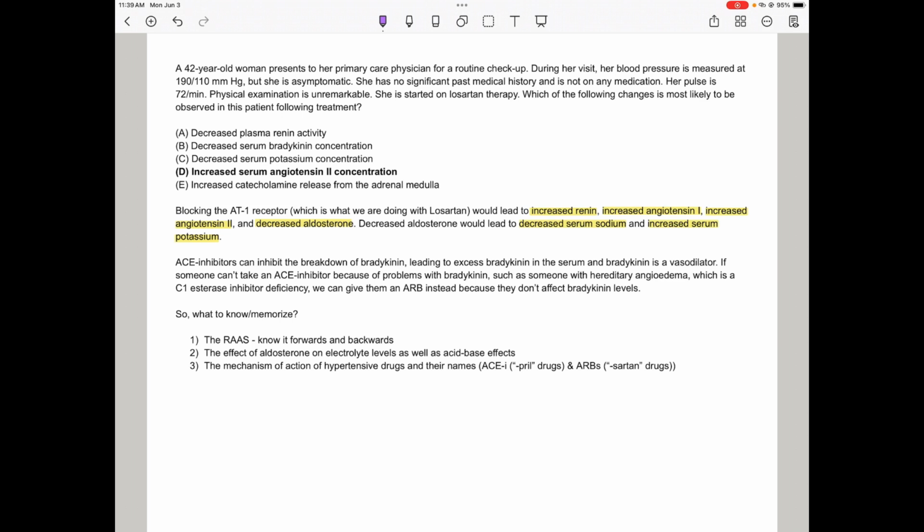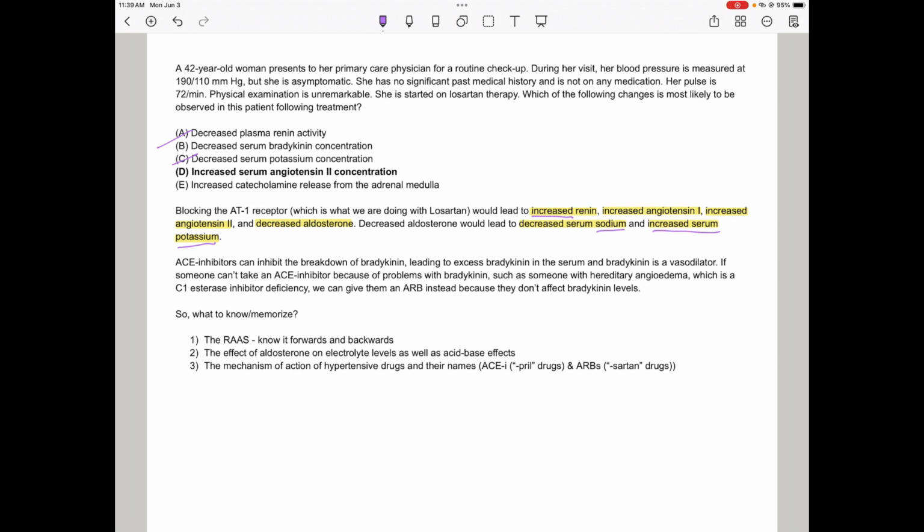So off the bat, we have decreased plasma renin activity. Incorrect. We said we wanted increased. This is wrong. Decreased serum bradykinin concentration. We'll come back to that. We'll leave that for now. Decreased serum potassium concentration. Okay, so we said we have decreased aldosterone, which leads to decreased serum sodium and increased serum potassium. That's what we should see with losartan. Here it's saying decreased serum potassium concentration. Incorrect. We would expect increased now that we've given losartan.